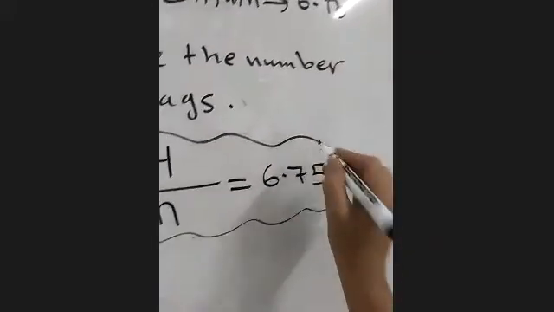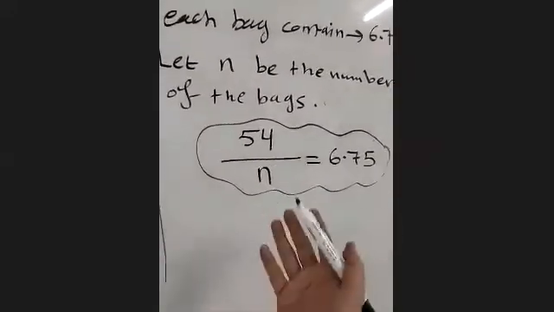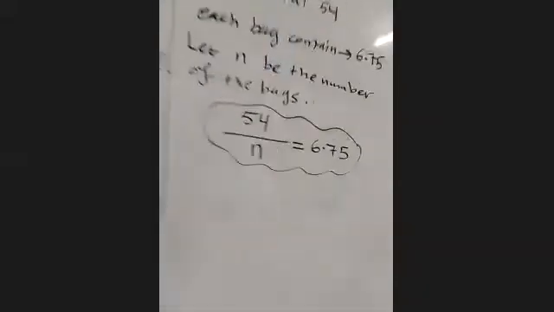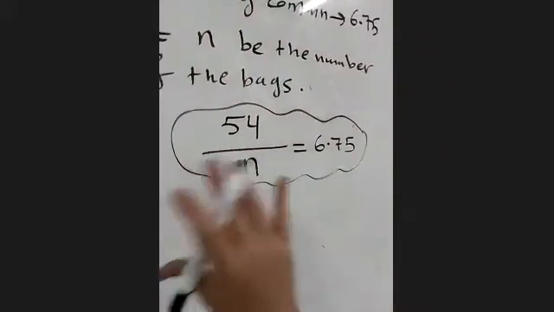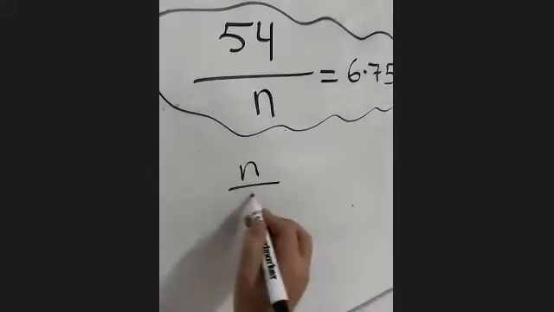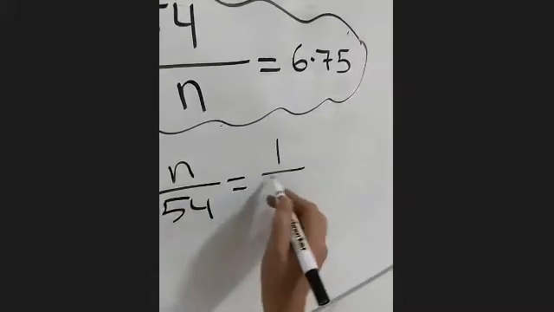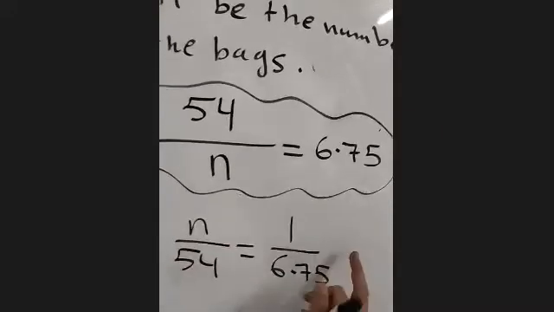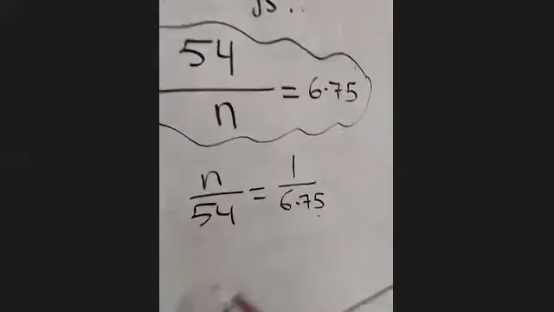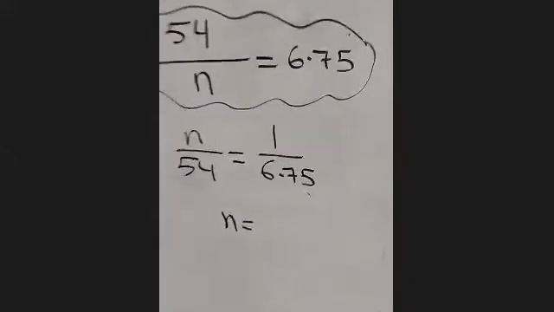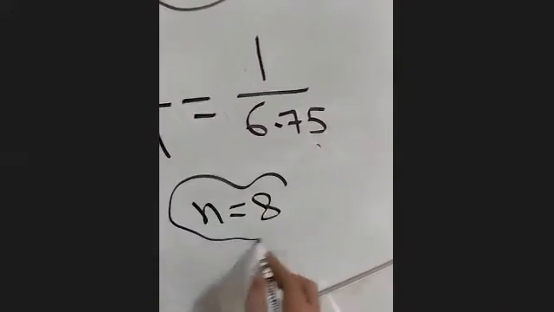Do you understand it? Yes. Now, how do we solve this equation? The variable is down in the denominator. Reciprocal. Exactly. We said if the variable is down in a one-step division equation, we take the reciprocal of both sides. So n over 54 equals 1 over 6.75. Got it? Yes. Now, what's the next step? Multiply both sides by 54. Then simplify. n will be 8. n will be 8 bags. Got it? Yes.